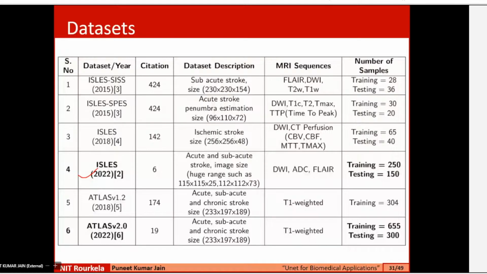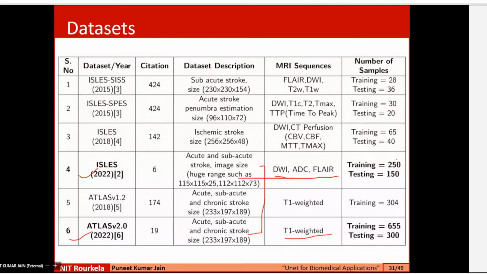The point is, in these two data sets, the stage of the disease is different. Also, the sequences covered in these two data sets are different. In case of ISLES, the DWI, ADC, and FLAIR are used, while in case of ATLAS, the T1 weighted images are there. The number of training and testing images are described here.